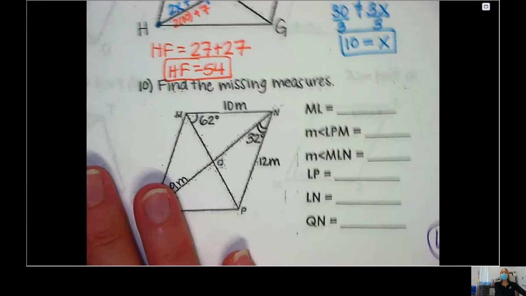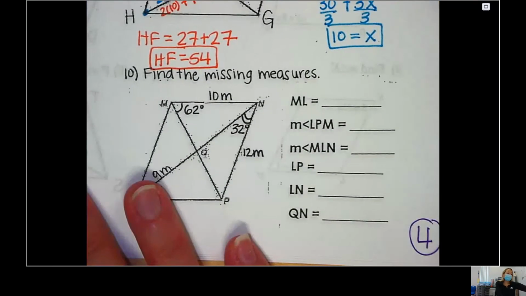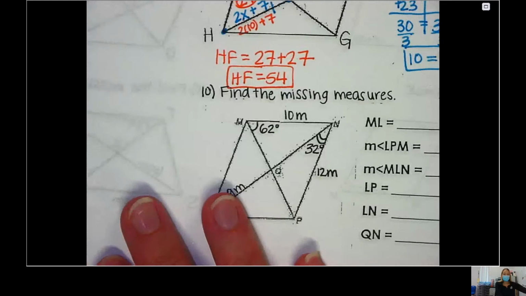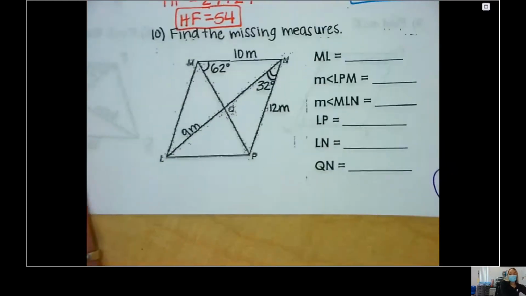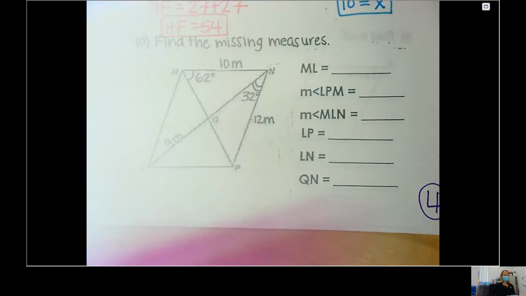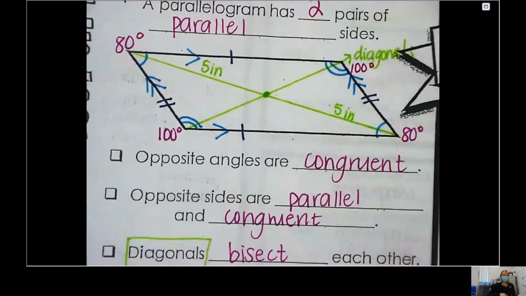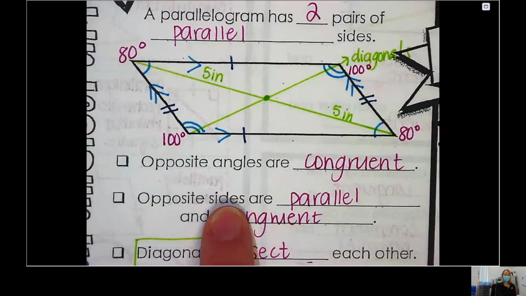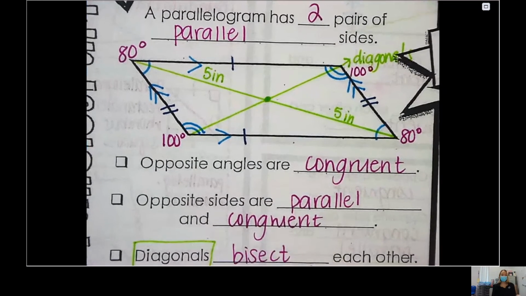Now, in number 10, it says, find the missing measures. Don't let the picture itself freak you out. Okay, it's just a parallelogram, and you should be able to mark a lot of things in this picture that are the same. You should be able to see some side lengths that are the same. If you go back to your parallelogram, remember, opposite sides are parallel and congruent.